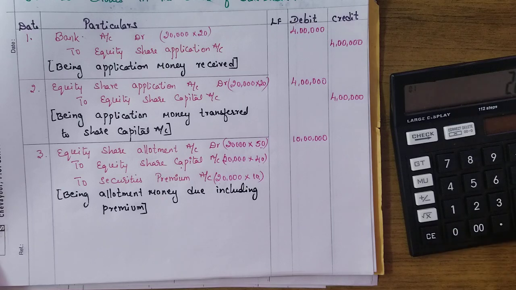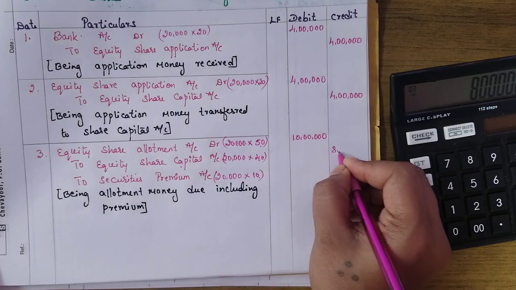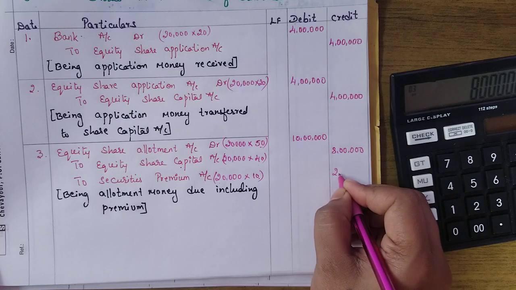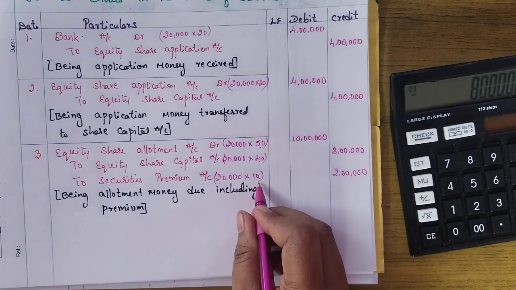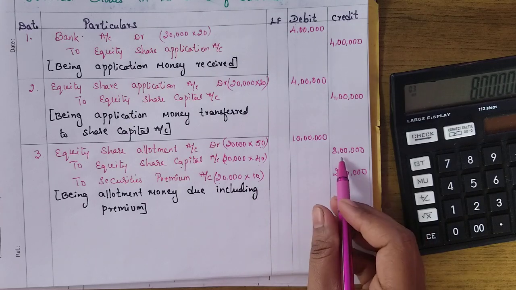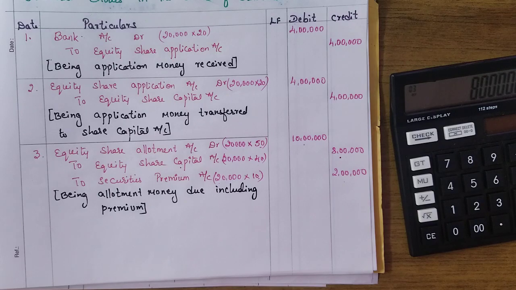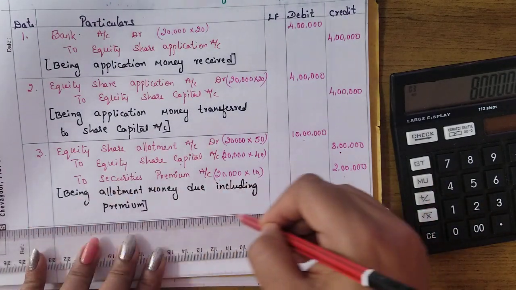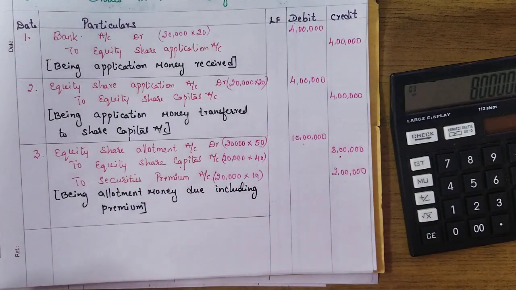Then 20,000 into 40, 8 lakhs. And this will be 2 lakhs, 20,000 into 10. Okay. So 8 lakhs plus 2 lakhs, total 10 lakhs. Once the premium amount is shown in the third entry, next we will be receiving the premium.